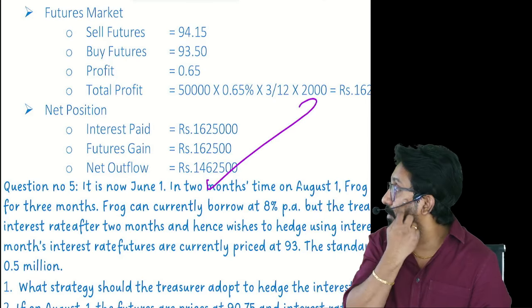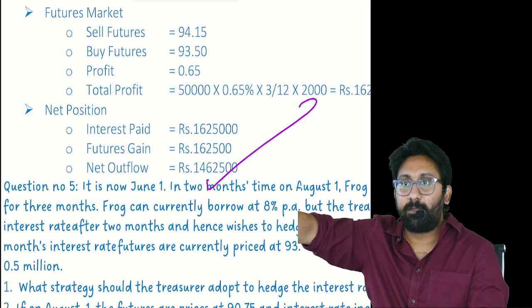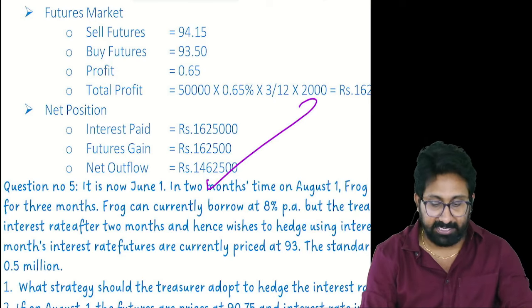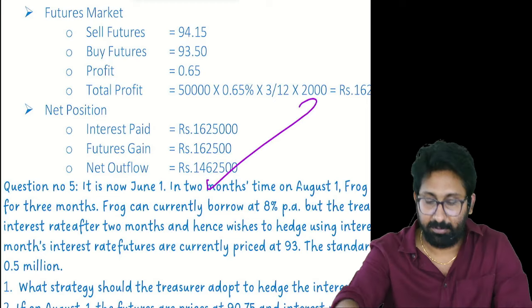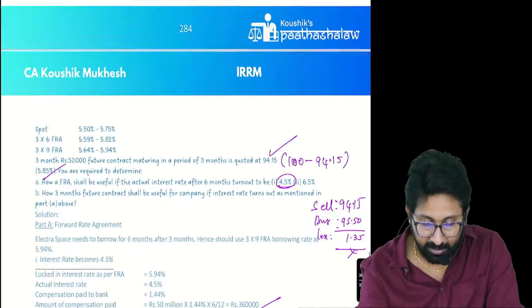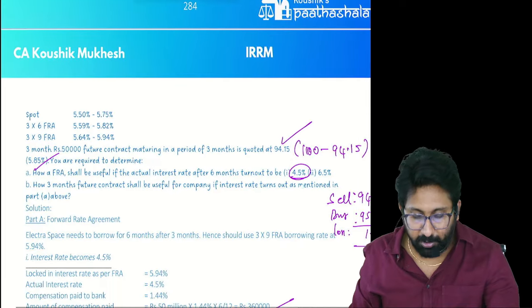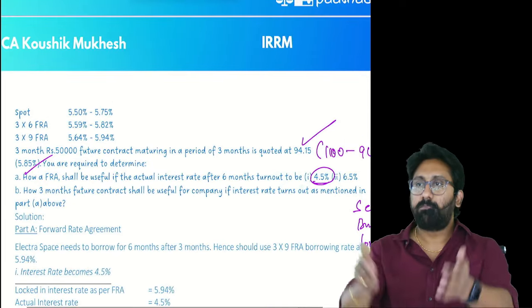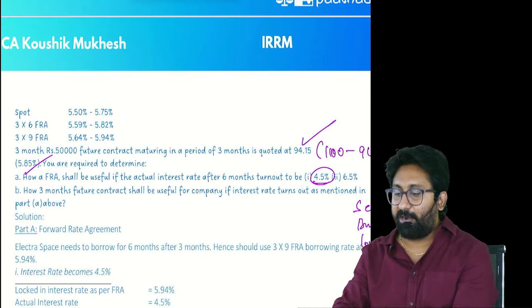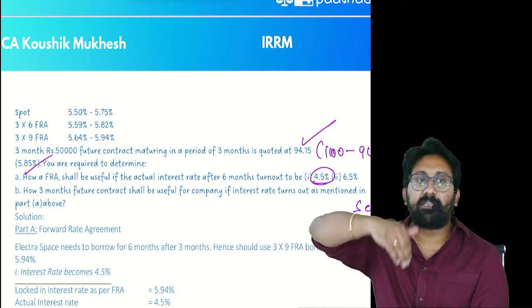The contract is created for how many months? But we want coverage for the full period. So summarize and tell me; I will leave you 10 minutes. If you answer properly, in 8 marks or 10 marks questions, if you don't spare time, how can you understand? Tell me now, we are doing FRA, forward loan, FRN, interest rate futures. Now everyone please answer one by one.